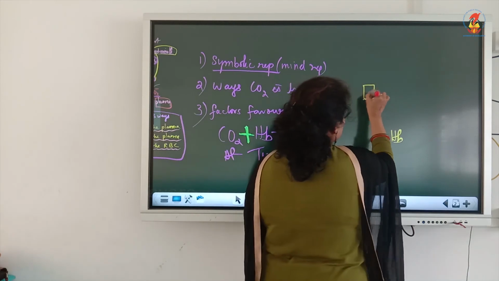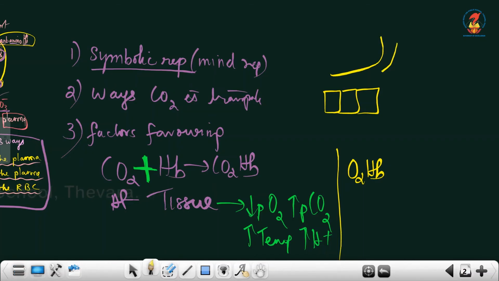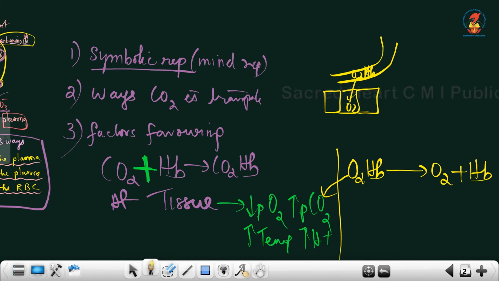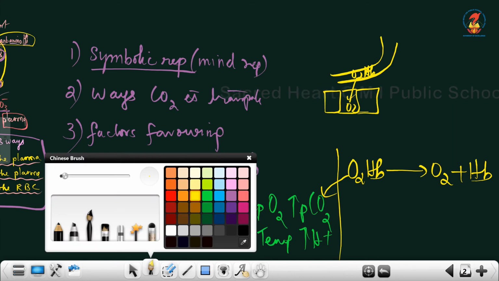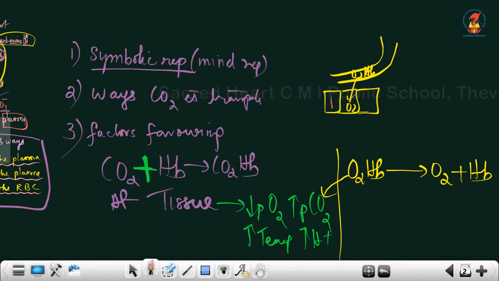If you recollect the diagram, here oxyhemoglobin came. Now this should get dissociated so that the oxygen comes here. So this dissociation into oxygen plus hemoglobin is favored by these factors. Or you can talk in terms of association. At the same time, the carbon dioxide from the tissues gets into the blood, and in the blood carbon dioxide combines with hemoglobin to form carbaminohemoglobin.